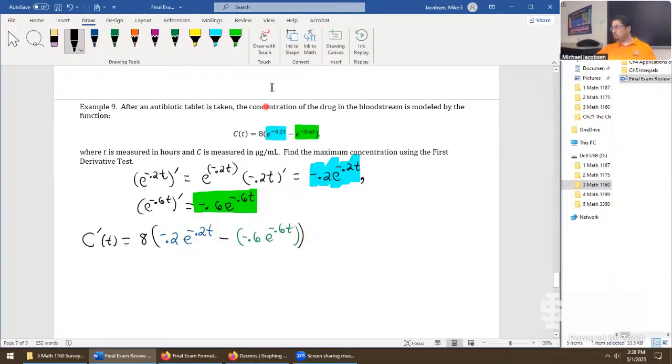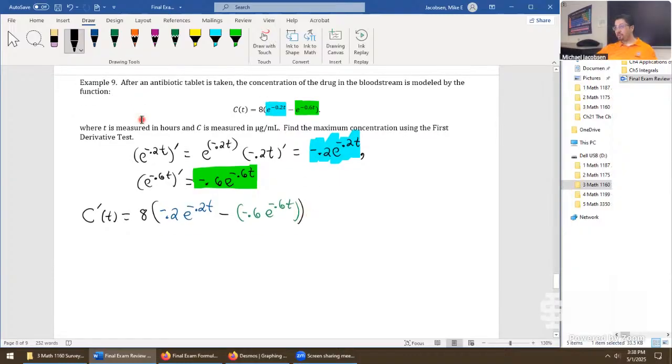It's kind of tough to say which one's harder, the ones we did on exam 3 or the quiz problem, because the exam 3 and the quiz problem had a product rule. This one just had 2 chain rules, so it's equivalent difficulty, slightly different kind of format in the function. Let's do the good important work of simplifying it as much as possible. This is 8 times negative 0.2 e to the negative 0.2t plus 0.6 e to the negative 0.6t.